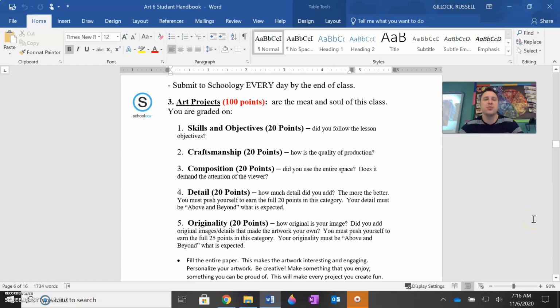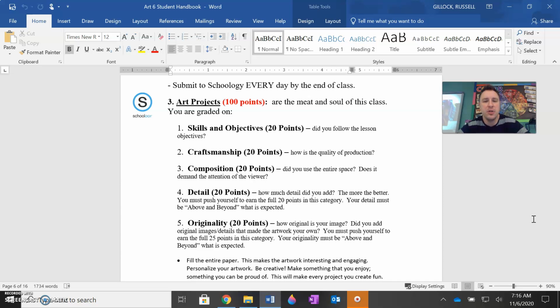The art project is broken down into 5 criteria. Now, I mentioned in the very first slide or the very first page that you don't need to be a good artist to do well in my class, and this should prove that to you. The skills and objectives basically mean whether you followed the lesson objectives. If I asked you to draw a still life and you tried your best and you added value and shading, you'll get the 20 points. It's not that hard. You don't need to be a good artist to get those 20 points. Just do what's asked of you.